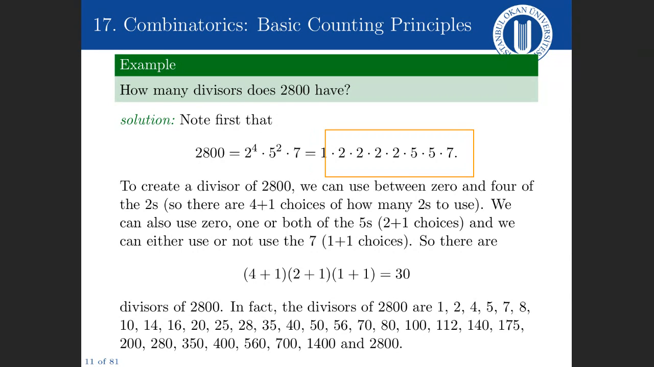So for example, let's suppose I decide I'm going to use 3 of the 2s and 1 of the 5s. 2 multiplied by 2 multiplied by 2 multiplied by 5 would give a divisor. Or I might decide I'm only going to use 2 of the 2s and 1 of the 5s. Or I might decide to use all of the 2s, none of the 5s, and 1 of the 7s, etc. How many different choices do we have?